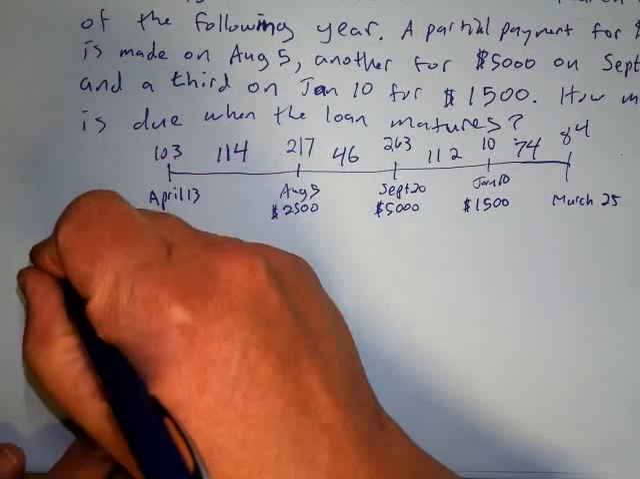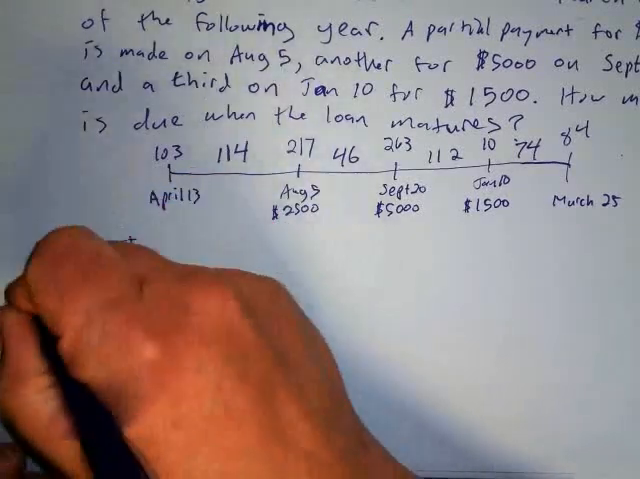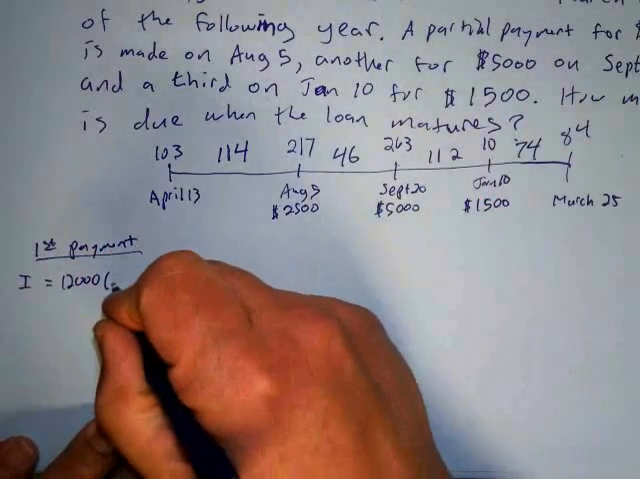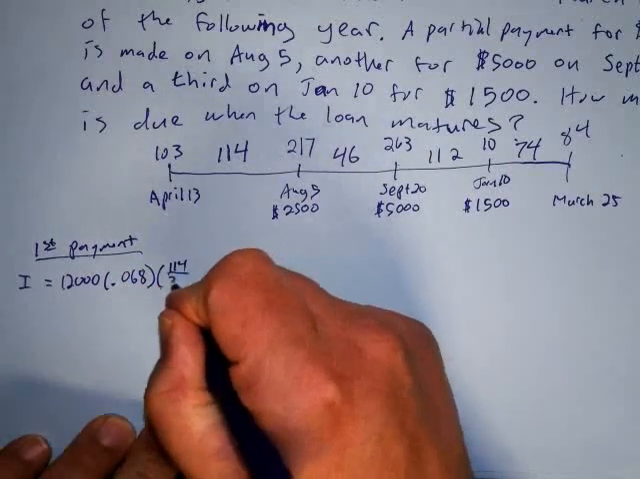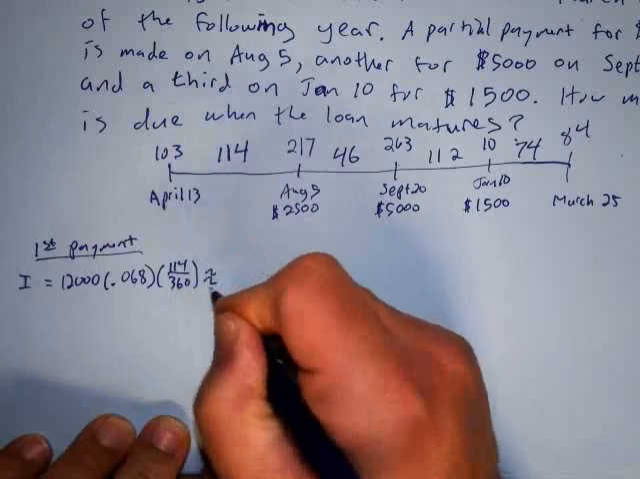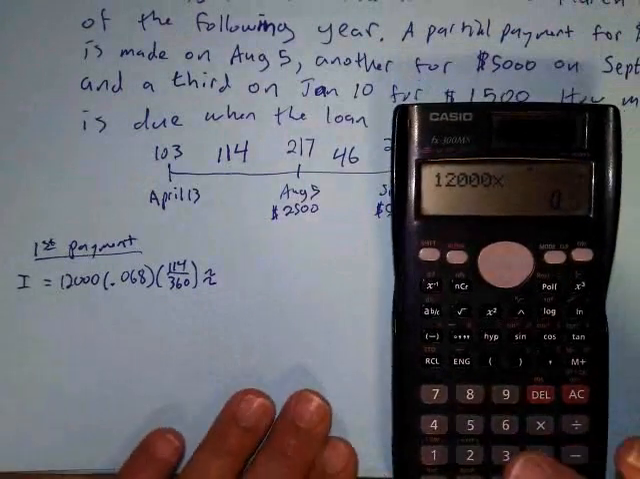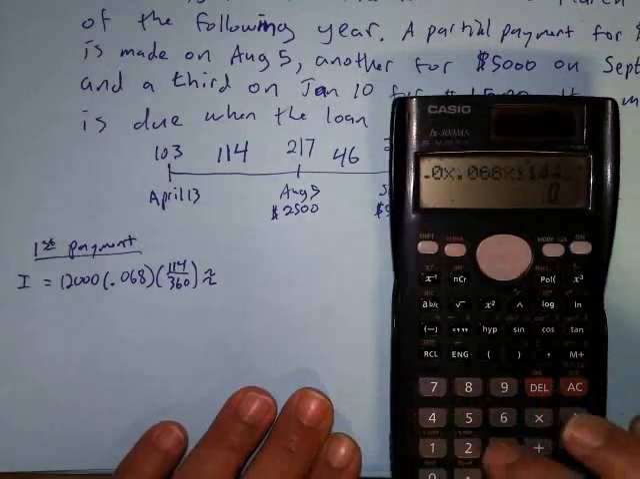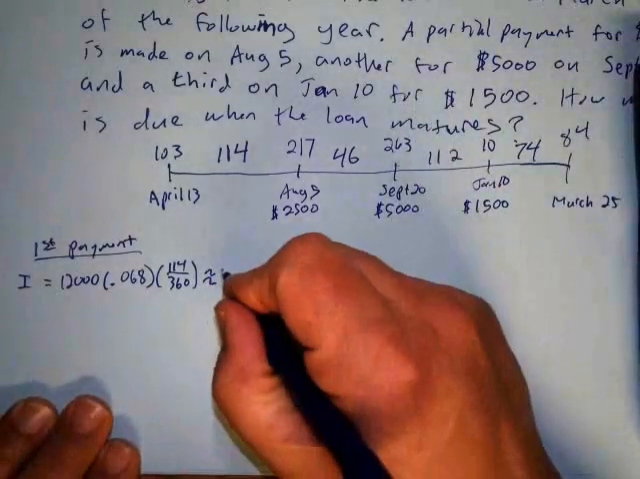So first payment. Interest will be the full 12,000 at 6.8% interest for 114 days, put that over 360. So 12,000 times 0.068 times 114 divided by 360. And I get $258.40.